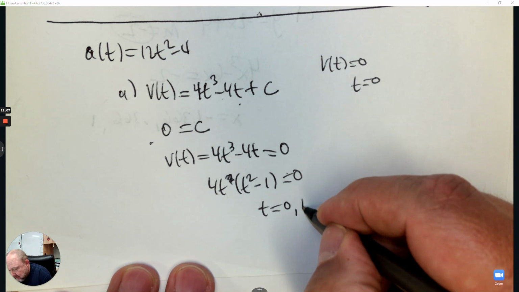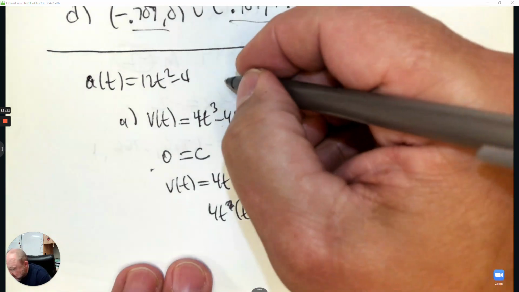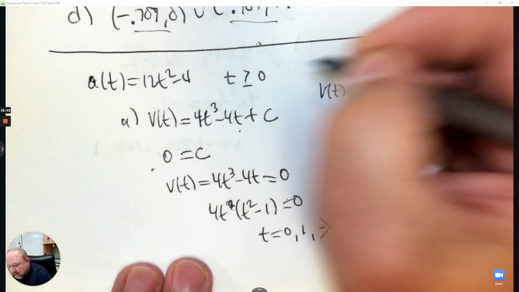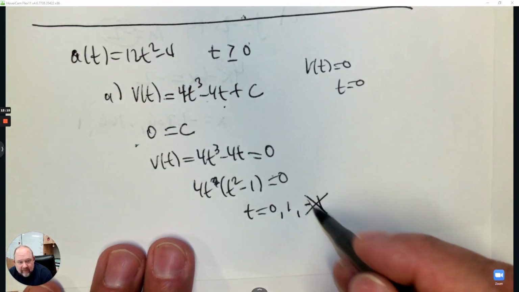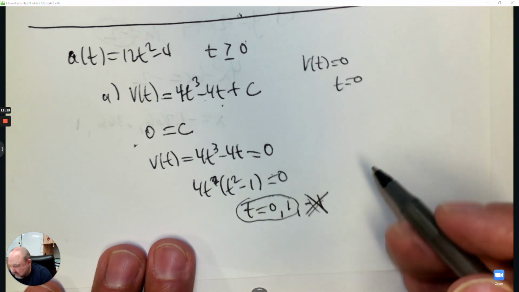So we have 0, positive 1, and negative 1, which I'm going to cross out. In the question it says t is greater than or equal to 0, so the negative value would cross out. So these are the 2 times where the velocity is 0.